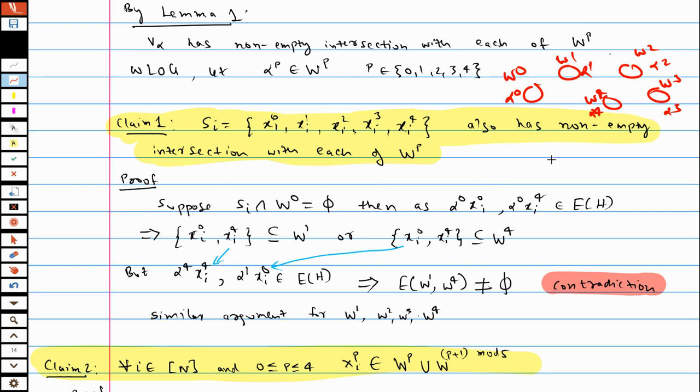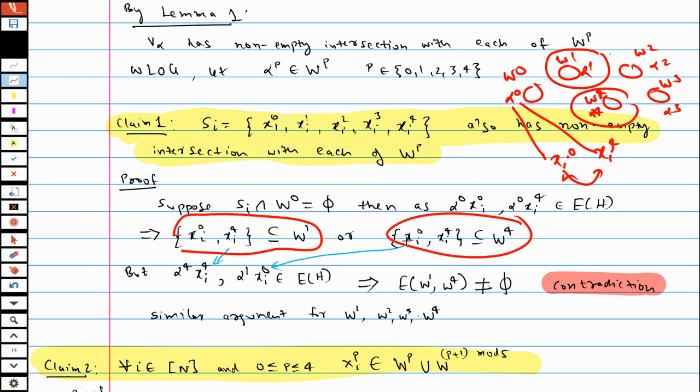But I know that Xi0 has an edge from alpha 0 and Xi4 also has an edge from alpha 4, right? So since it is not in W0, these elements should either both be in W1 or both be in W4. They can't be one in W1 and one in W4, because then there will be an edge between W1 and W4, because these two are also adjacent. Zero and four are adjacent. So they either both are in W1 or both are in W4.